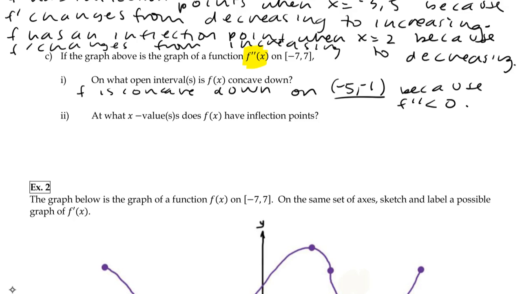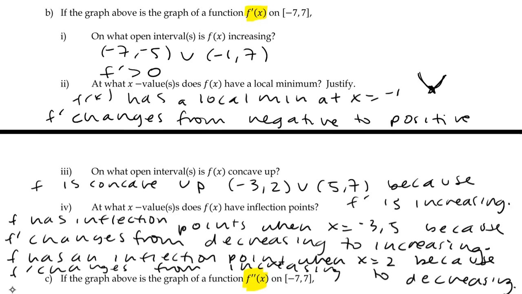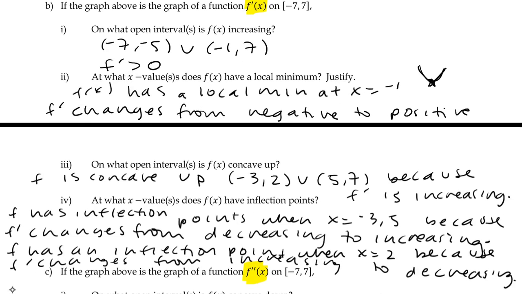Okay, when do we have inflection points? Inflection points are when the second derivative changes sign. Remember when they asked us this up above, we gave a different reason. It was when f prime changed from decreasing to increasing or increasing to decreasing. We had the graph of f prime, so we had f prime as our answer. Now we have the graph of f double prime, so that has to be in our answer.